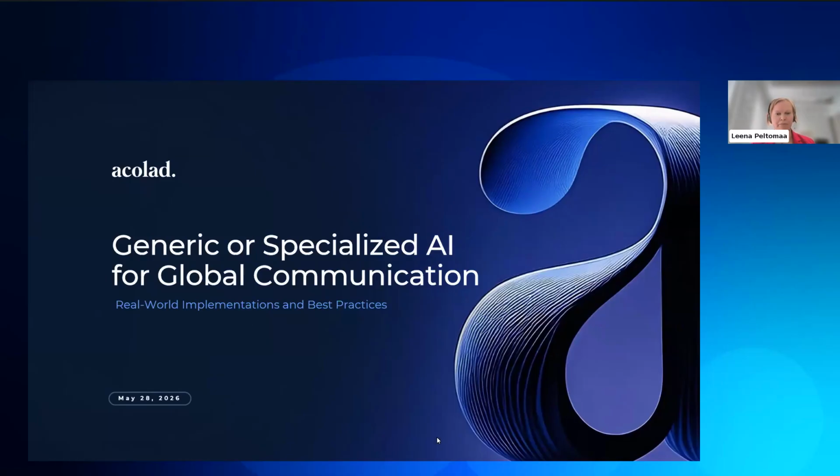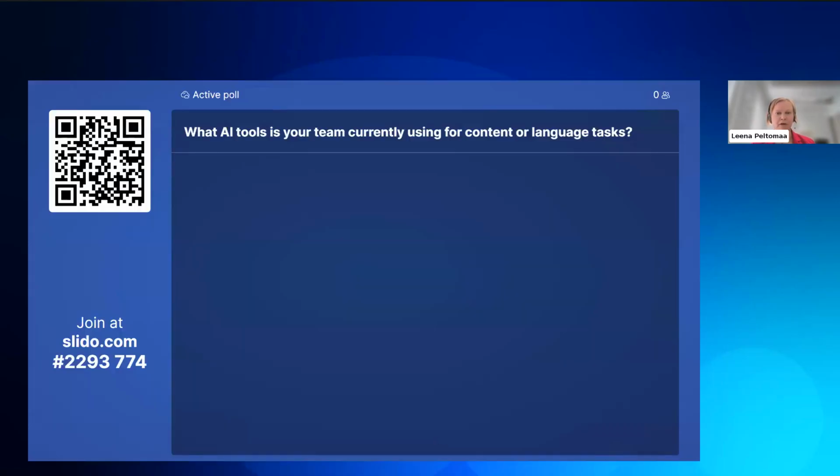Before we start with the presentation, I would like to ask you a question. So please go to Slido. You have the link there and the number of the session. So please tell us a little bit about what kind of AI tools you're currently using for especially content generation or language related tasks like translation or review, proofreading, anything like that.